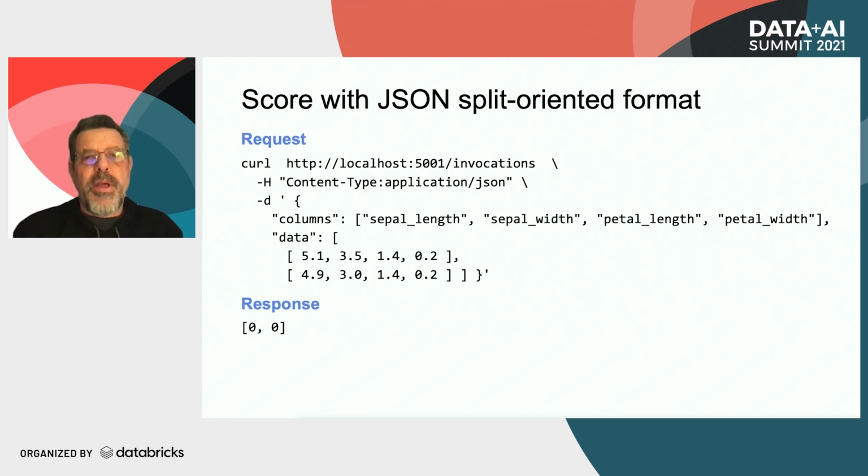This is a similar example using the JSON split-oriented format. This is a standard pandas format where you specify the first line of the input as the column names, and then subsequently you can have 1 or more rows of data, and we get the same response. This is another option here, the record-oriented format. This is a slightly more verbose JSON format in the sense that each row specifies the column in addition to the data. So obviously the split-oriented is probably preferred if you have multiple records.